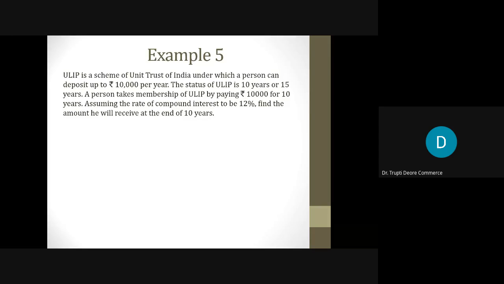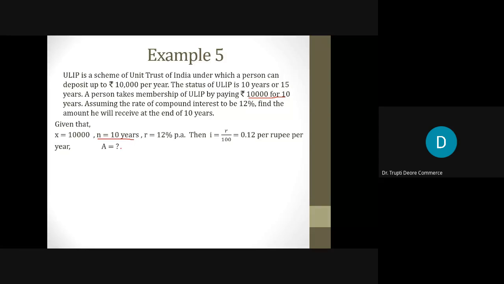By default, if nothing is given, it's 12% per annum. So what we have to find out? Find the amount he will receive at the end of 10 years. So we have to find out maturity amount at the end of 10 years. So we'll use the formula first. Write down what is given. X is equal to 10,000 because we are investing 10,000 per year for 10 years. So N is equal to 10 years.